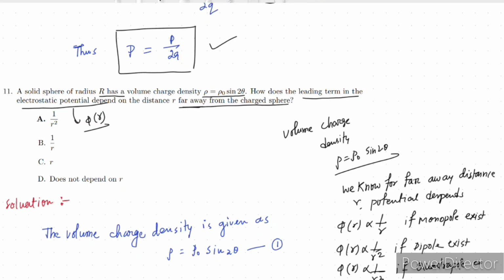If quadrupole exists. So when does the quadrupole exist? When the monopole and dipole are 0. And when does the dipole exist? When the monopole is exactly 0. And when the monopole is not equal to 0, then obviously the potential depends on 1 by r. This is from the multipole expansion concept.